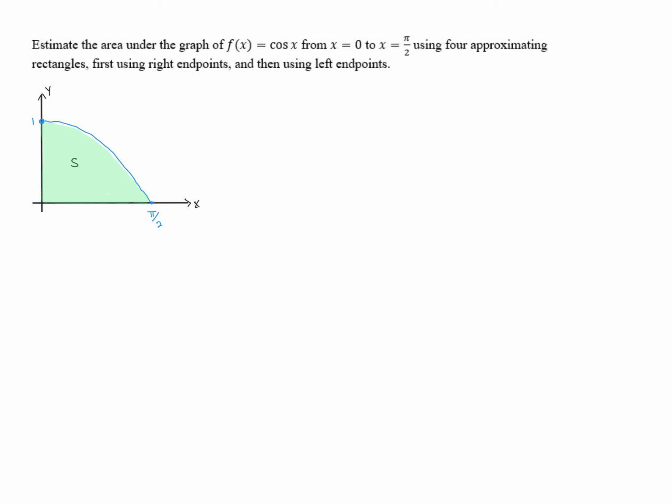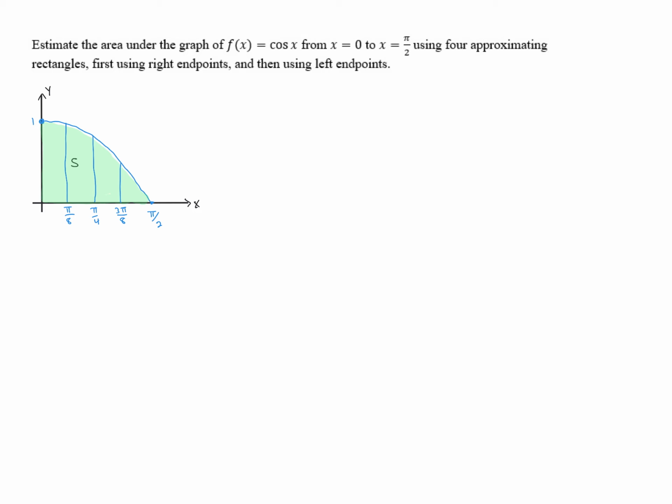First, let's just cut it into 4 strips. We know that we're going to have to make 3 cuts to turn it into 4 strips. And if this is pi halves, half of that is going to be pi fourths. So that'll be at pi fourths. This is going to be at pi eighths. And this will be 3 pi over 8. It's important to figure out what all of these values are, because those are what you're going to be plugging in for x to figure out the height of your rectangles.